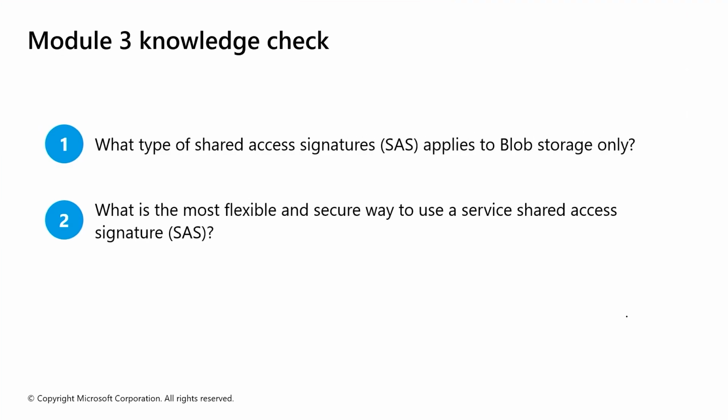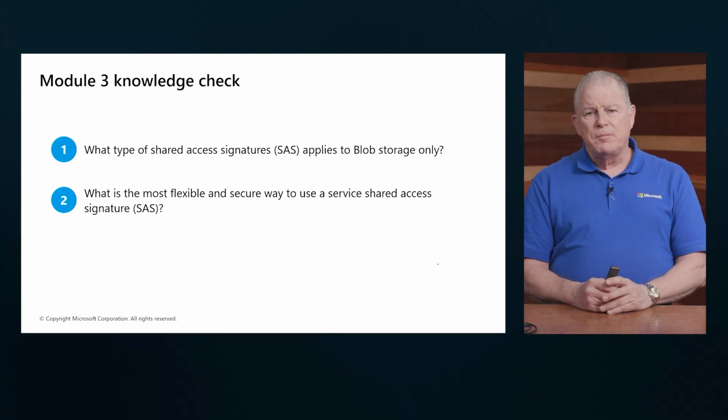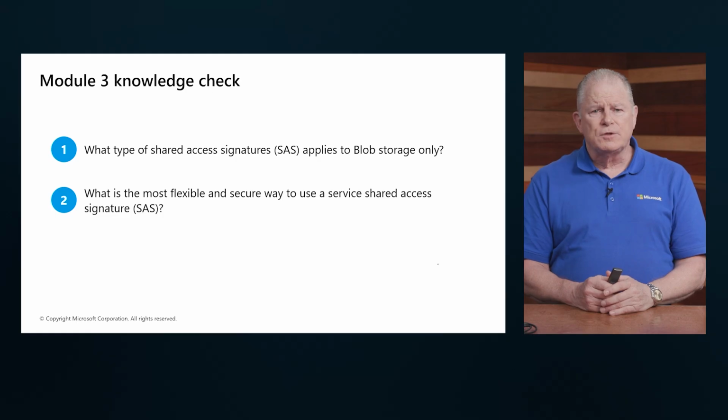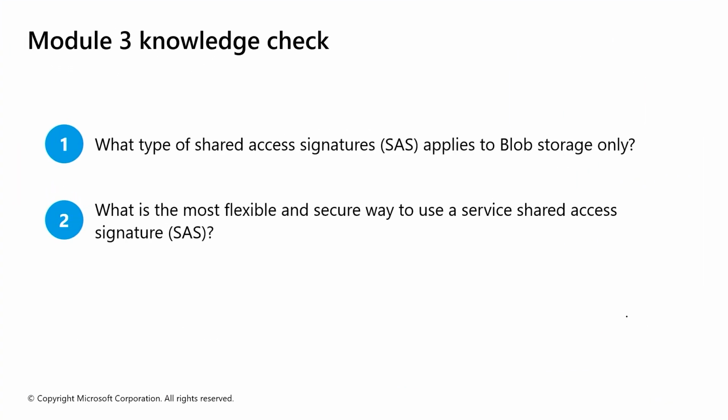Question number 1, what type of shared access signature or SaaS applies to blob storage only? Go ahead and pause the recording. That would be a user delegated SaaS token that is only available at the blob objects. Question number 2, what is the most flexible and secure way to use a service shared access signature? Go ahead and pause the recording.